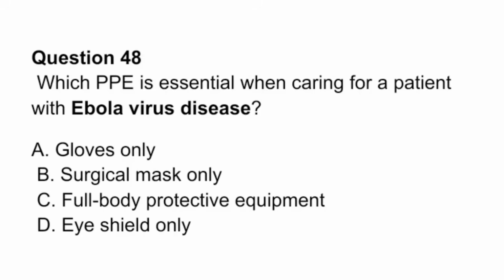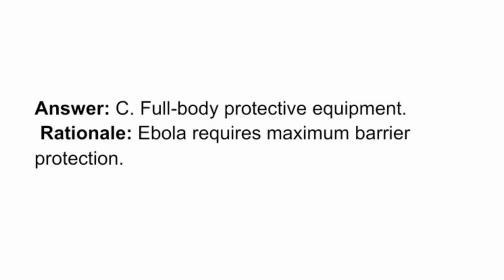Question 48. Which PPE is essential when caring for a patient with Ebola virus disease? A. Gloves only. B. Surgical mask only. C. Full body protective equipment. D. Eye shield only. Answer. C. Full body protective equipment. Rationale. Ebola requires maximum barrier protection.